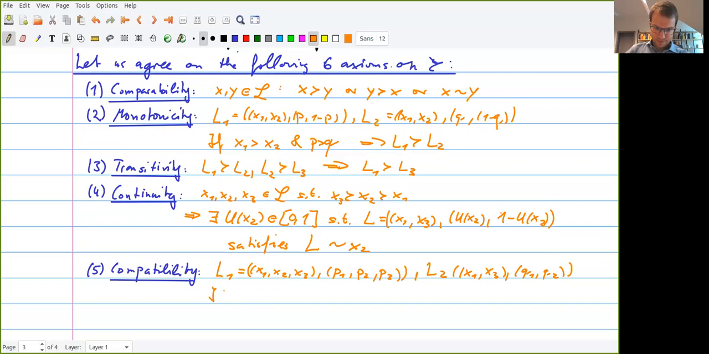So if x2 is indifferent to the lottery L2, the one missing the middle payoff but in average you're indifferent to it, then this implies L1 is also indifferent to L3, where L3 is the lottery obtained by substituting it in. Okay, let me.